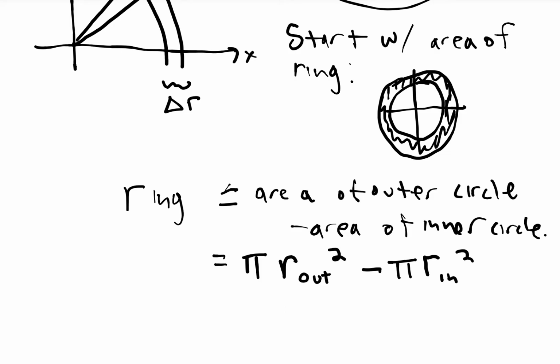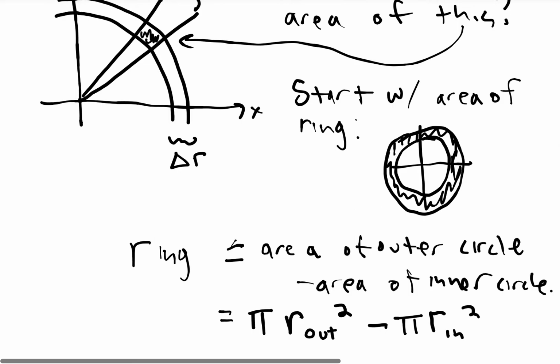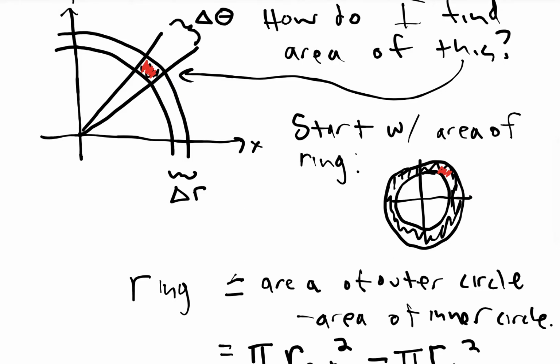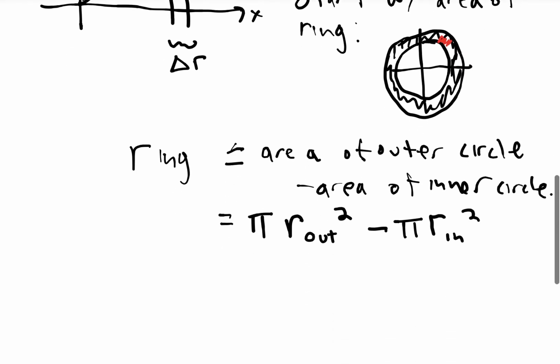Now, the catch is we don't want the full ring, right? If I scroll back up a little bit, the thing that I was concerned with is just this little box right here in the middle. So that's maybe just one tiny little fraction of the ring. Now, I phrased it that way on purpose. If I'm worried about the fraction of the ring that I have, what fraction of the whole am I really looking at? Well, this is where that delta theta comes in.